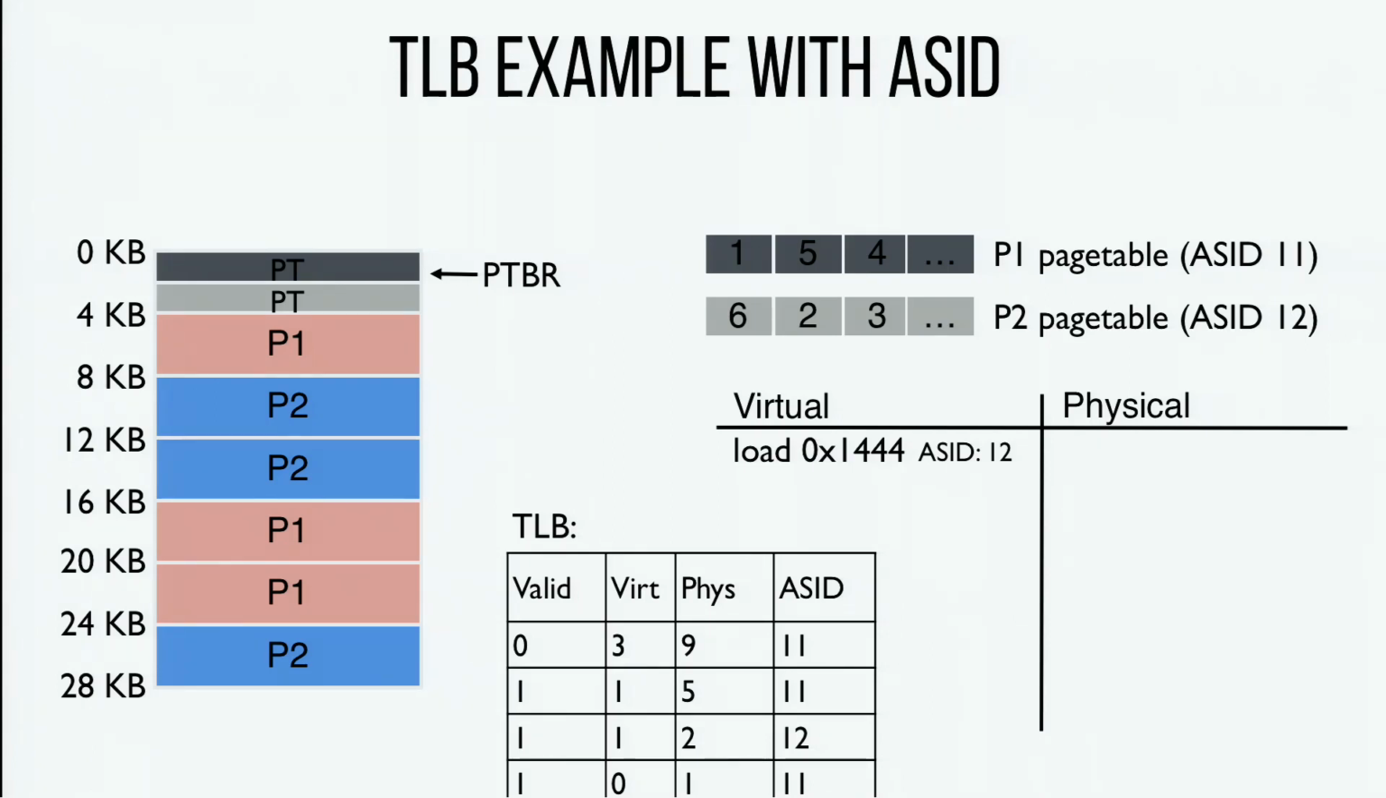And again, 4 kilobyte pages since I didn't specify, so the low 3 hex digits are the offset in the page, and the top hex digit is the page number. So if we are looking for logical address 1444, that means it is logical or virtual page number 1. So we look for logical or page number 1 in our TLB. We see that it is valid. We see that the identifiers match.